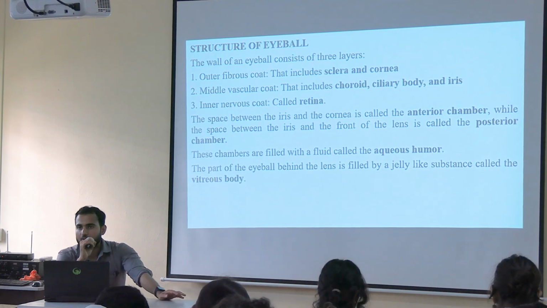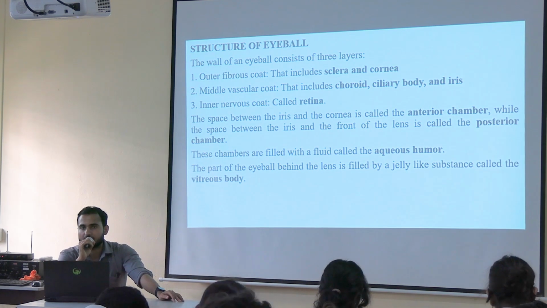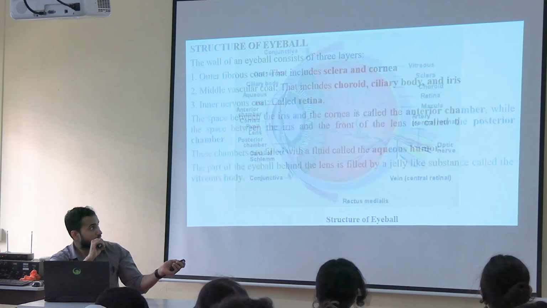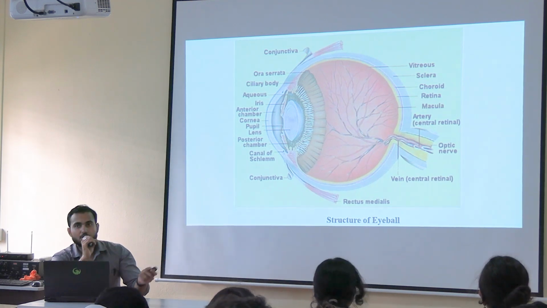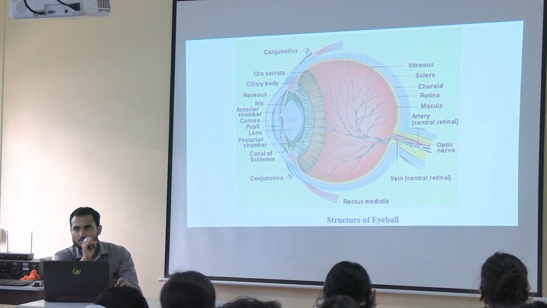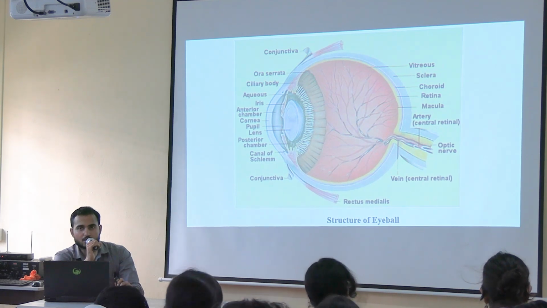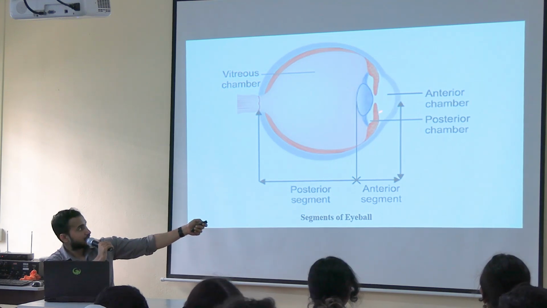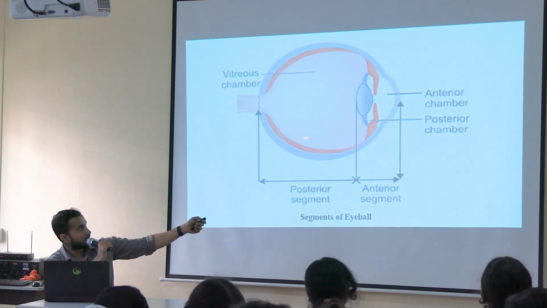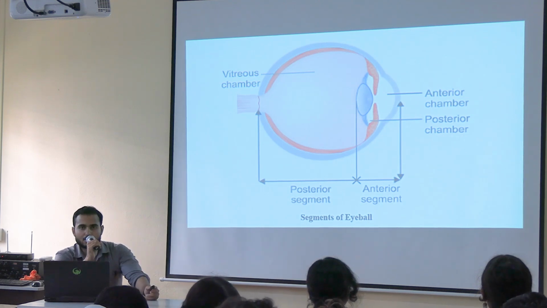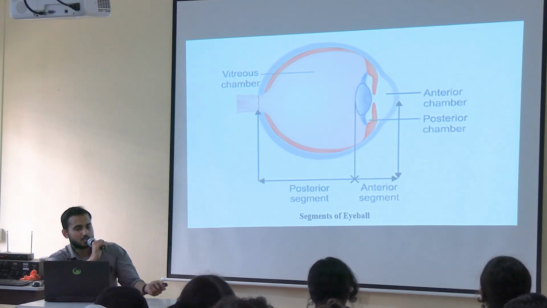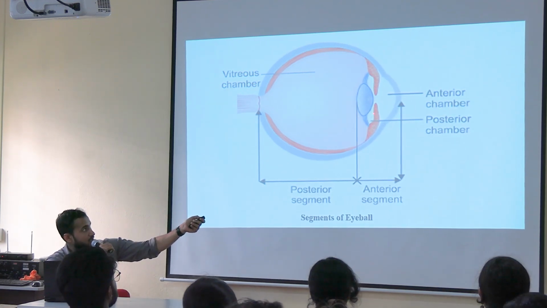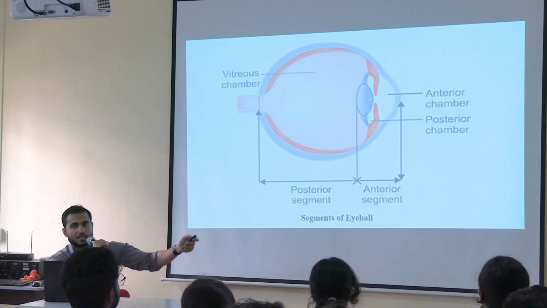Now, in our eyeball, two segments are there: anterior segment and posterior segment. Let me show you the diagram. This diagram I hope you have seen earlier, a section of the eyeball showing all the parts. Now see, this diagram is showing the segments of the eyeball. This is the anterior segment and this is the posterior segment. In the anterior segment you can see again two chambers: the anterior chamber and the posterior chamber, and the division is done by the iris.